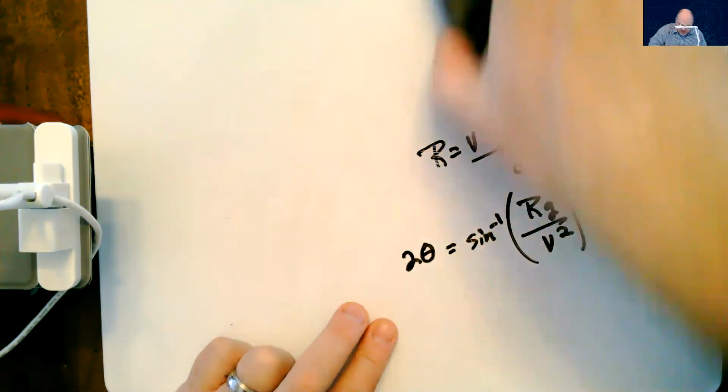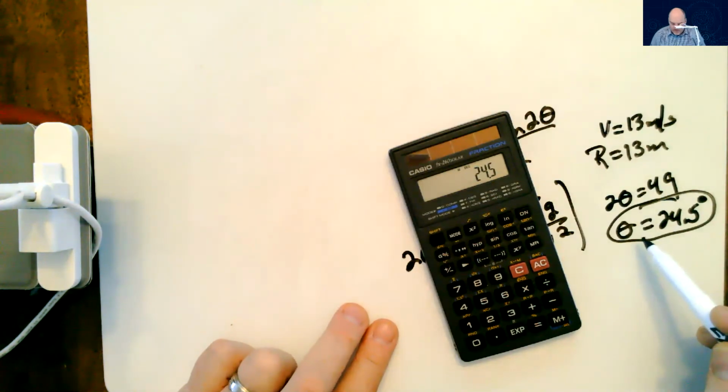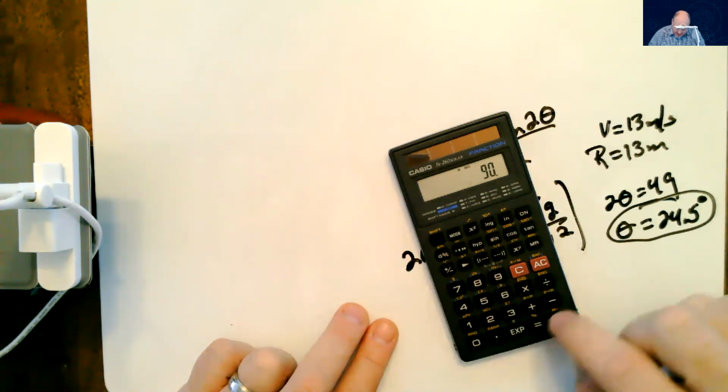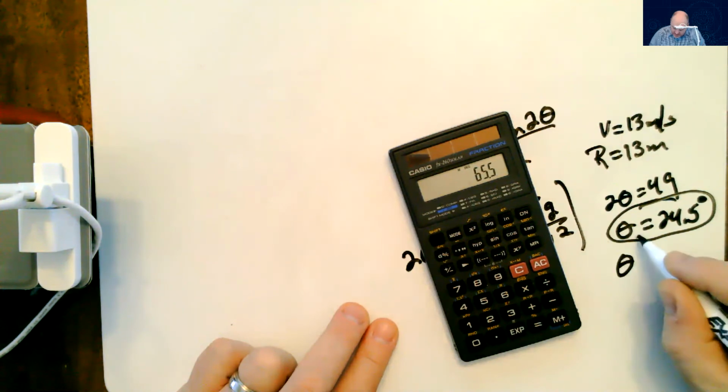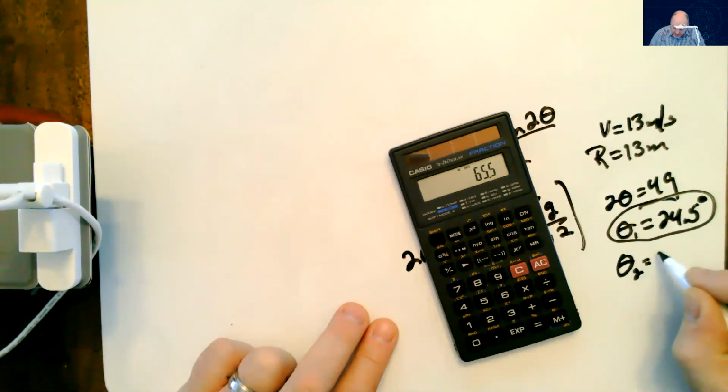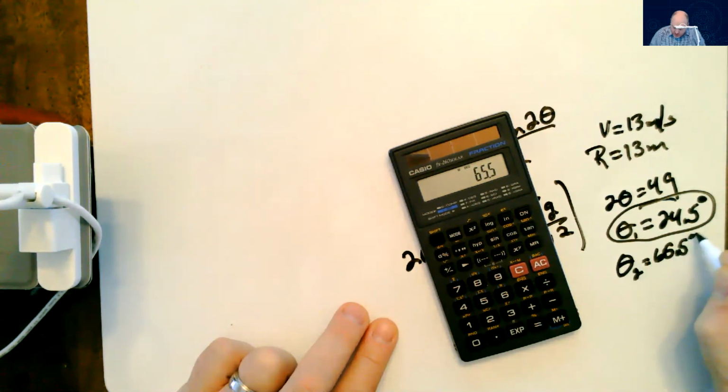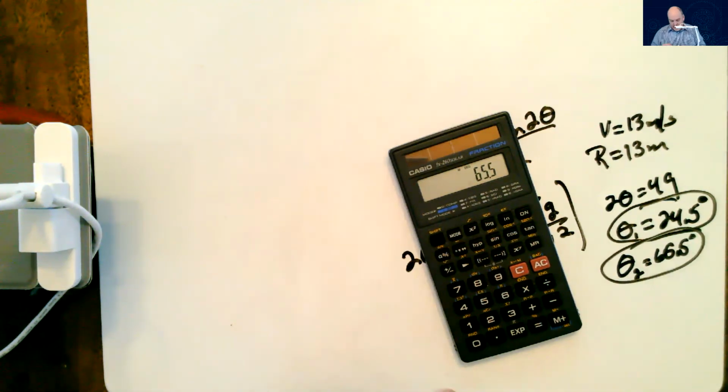But there's another one. If you remember, the angles are complementary. So if I do 90 minus 24.5, that's 65.5 degrees. That would also give me the same range, and the question asks for the bigger angle. So you always have to subtract from 90 to get the bigger angle.